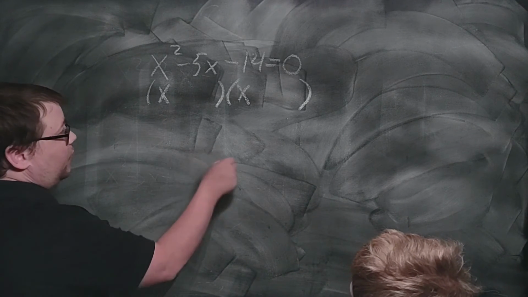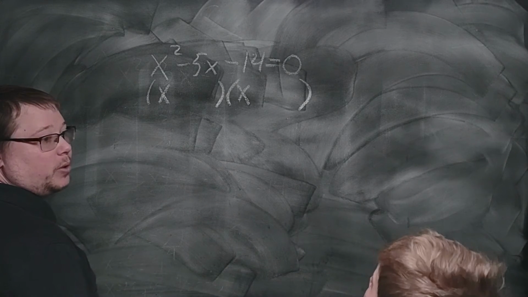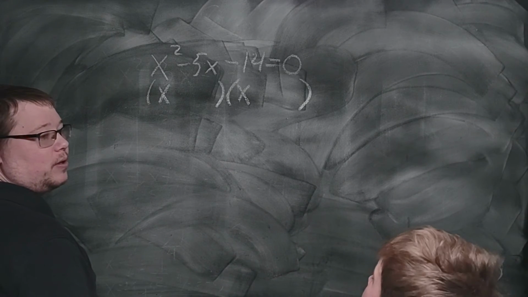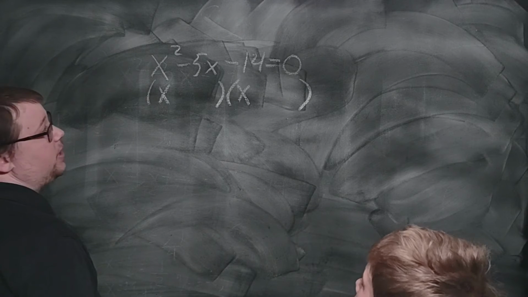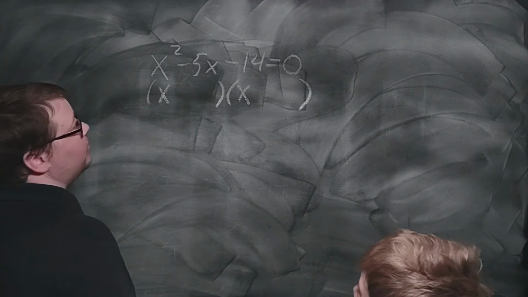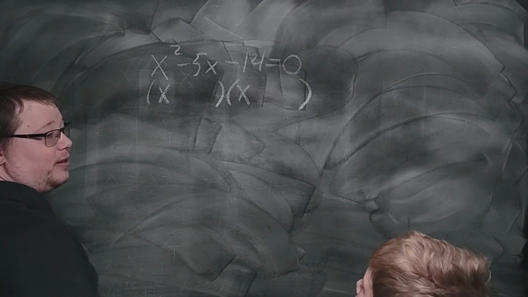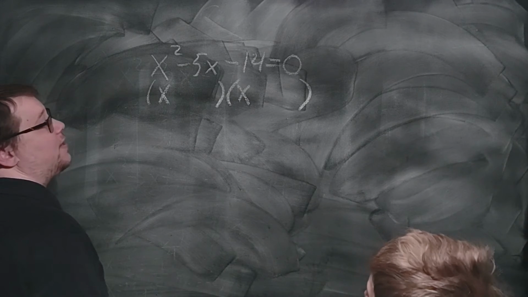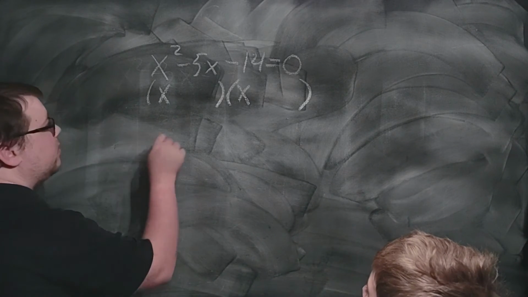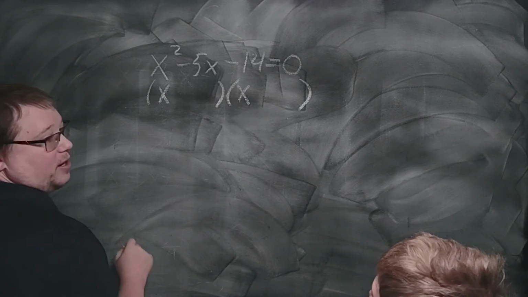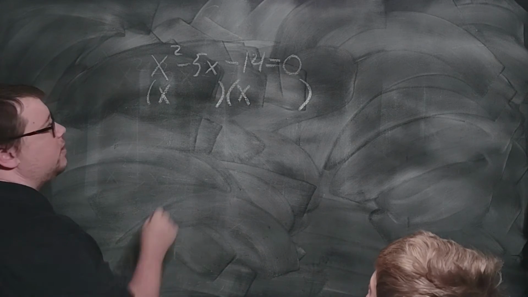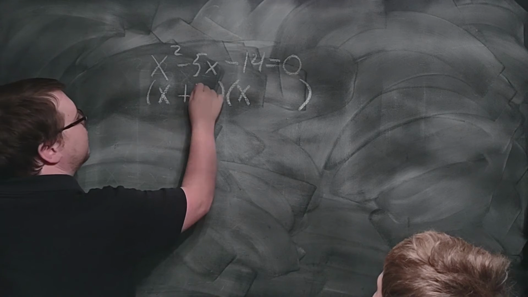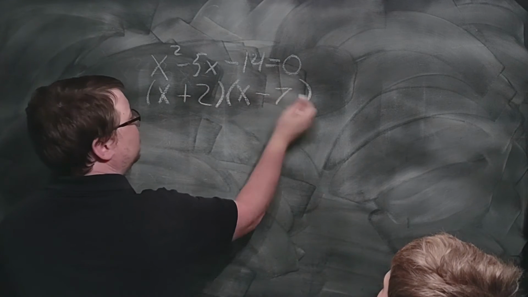Well, you tried 1 times 14, right? How about 2 times 7? Okay, can we throw on a negative to one of those and add them up to give you negative 5? Yes, the bigger one, 7. So what's it going to be? 2 minus 7 equals negative 5. Okay, so what do I put here? Plus 2 minus 7. Sweet!